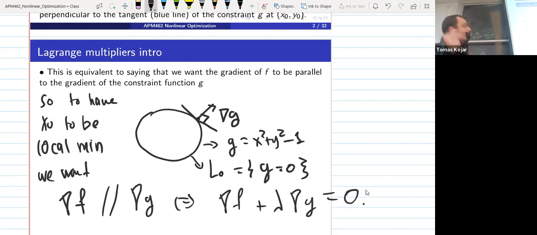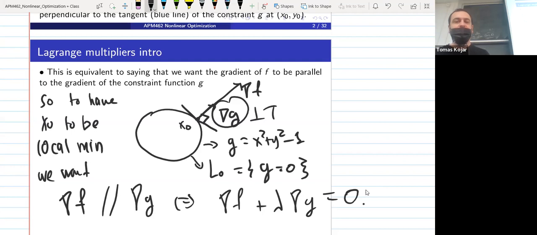So again, to have this point x naught be a local min, you want the gradient of f to be parallel to the gradient of g. Okay? Because we always know that this guy is perpendicular to the tangent space, which I will define.